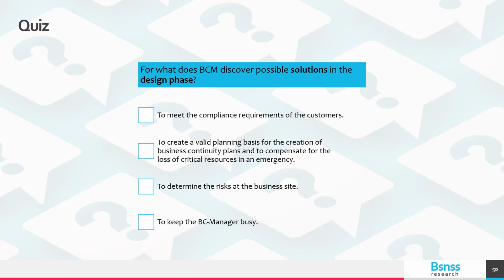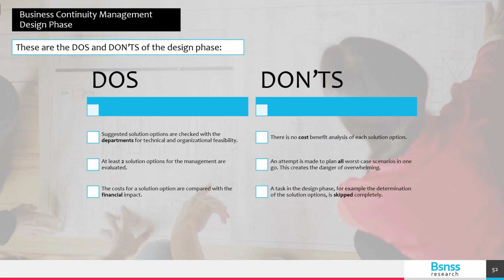The correct answer is: to create a valid planning basis for the creation of business continuity plans and to compensate for the loss of critical resources in an emergency. These are the do's and don'ts of the design phase. Do: Suggested solution options are checked with the departments for technical and organizational feasibility. At least 2 solution options for the management are evaluated. The costs for a solution option are compared with the financial impact.